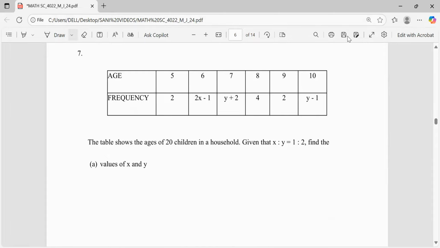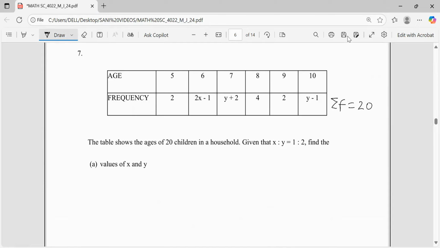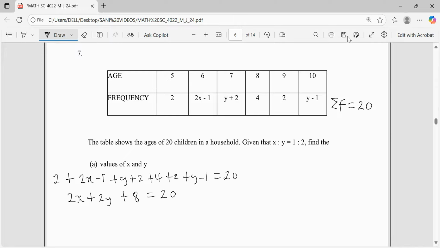So we have been given in the question that the total number of children is 20, which means summation f equals 20. And when you add all the frequencies together, they will give you 20. So we have 2 plus 2x minus 1 plus y plus 2 plus 4 plus 2 plus y minus 1 equals 20. Collect like terms, add the like terms together. You have 2x plus 2y plus 8 equals 20.